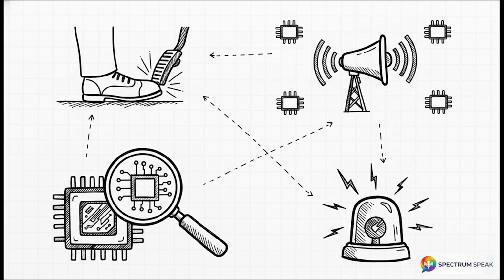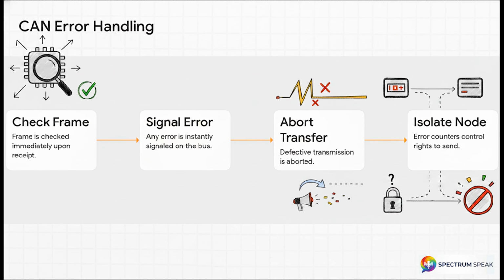Now, we already touched on broadcast transmission, but these next 2 points are where CAN really shines for real-world engineering: built-in error detection and immediate error signaling. Since safety is absolutely critical in vehicles, CAN doesn't wait around for some higher-level software to figure out if the data got corrupted. The error checking is baked right into the hardware protocol layer itself. So let's walk through how this error handling actually plays out mathematically and mechanically, step by step.